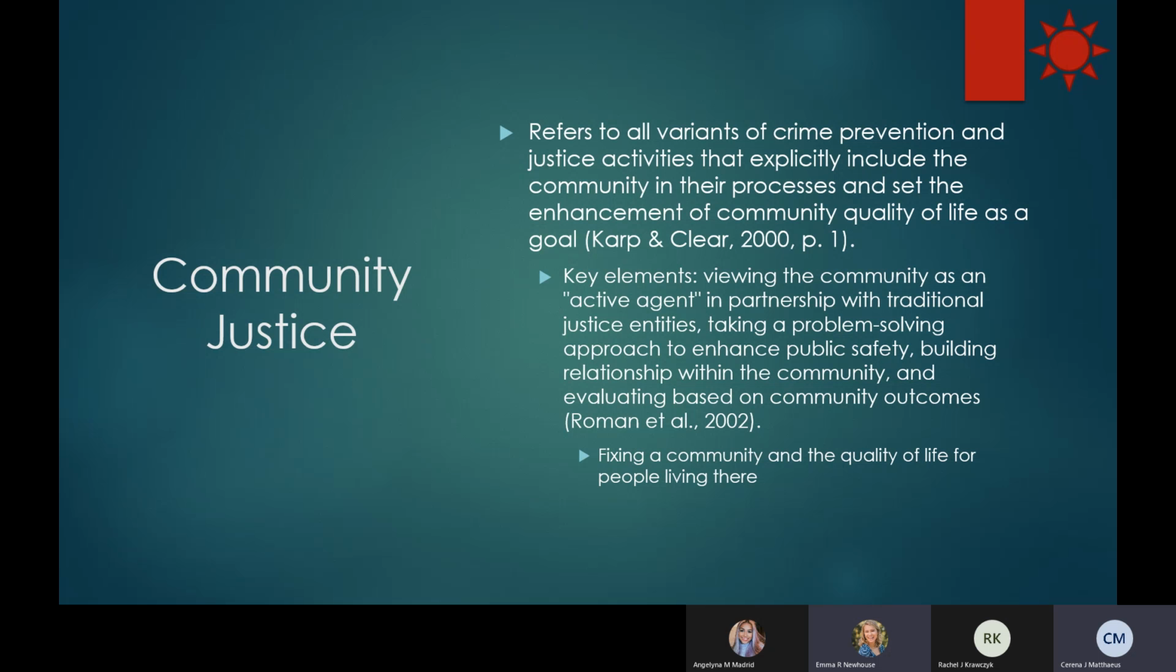Community justice is a subsection of restorative justice, and it refers to all variants of crime prevention and justice activities that explicitly include the community in their process and set the enhancement of community quality of life as a goal. The key elements are viewing the community as an active agent in partnership with traditional justice entities, taking a problem-solving approach to enhancing public safety, building a relationship within the community, and evaluating based on community outcomes. Fixing a community and the quality of life for people living there is the ultimate goal.